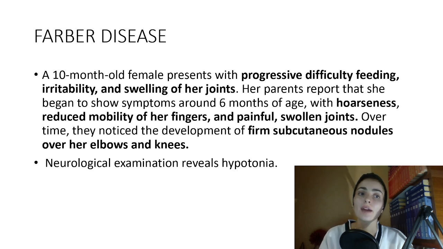Next disease that we have here is Farber disease. A 10-month-old female presents with progressive difficulty feeding, irritability, and swelling of her joints. Her parents report that she began to show symptoms around 6 months of age, with hoarseness, reduced mobility of her fingers, and painful swollen joints. Hoarseness indicates voice changes, where the voice becomes cracked.